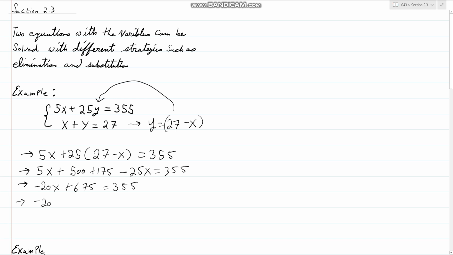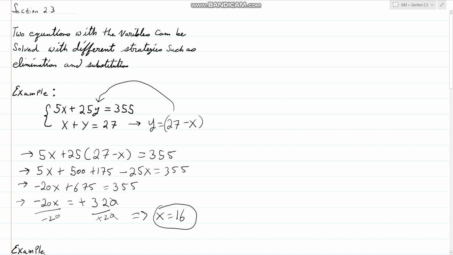So I have negative 20x. And what's that going to equal? That's going to be a negative number since 675 is greater. So negative 320. All right, I'll divide both sides by negative 20. And so this would imply that x would equal, well, I can cancel the zeros. This becomes positive, and it looks like it's 16. So I've shown that x equals 16.